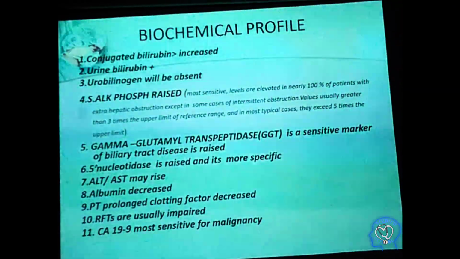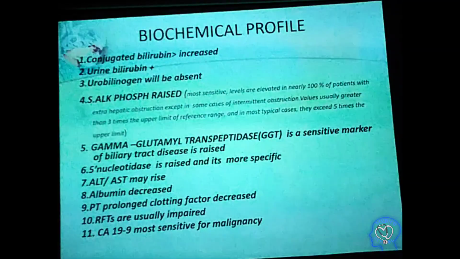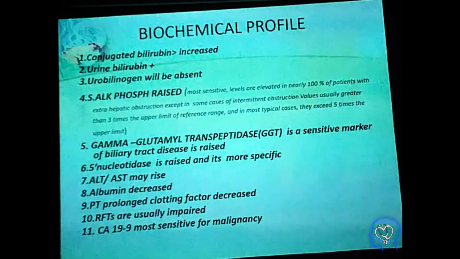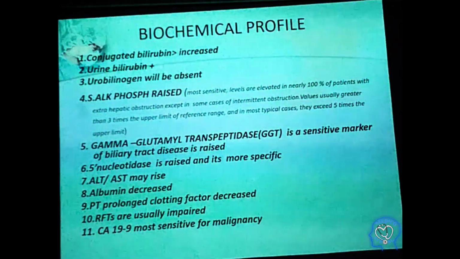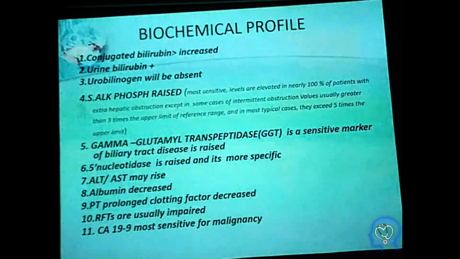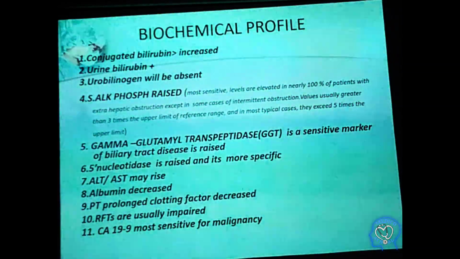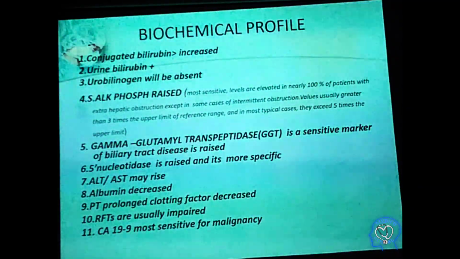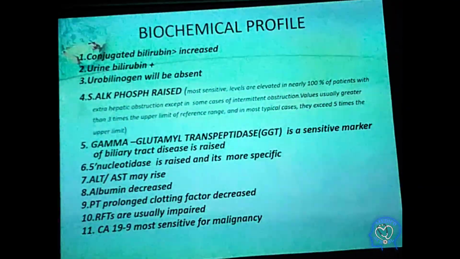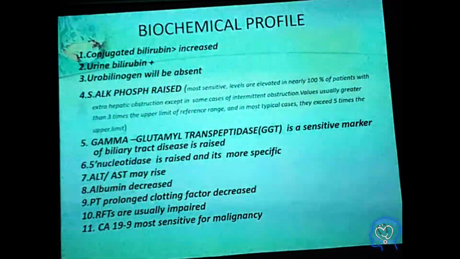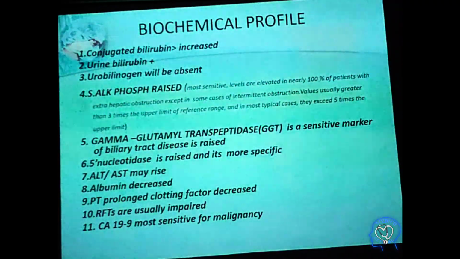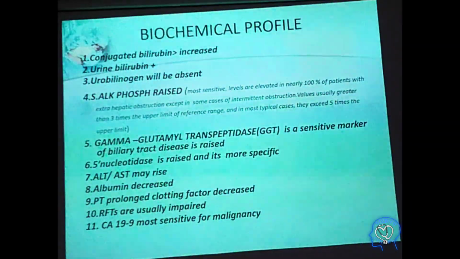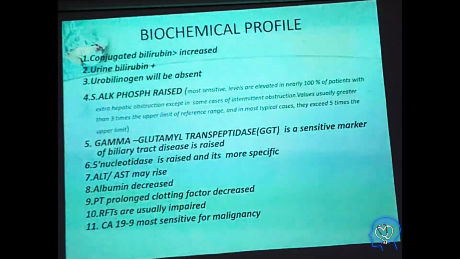Investigations which are important are, first of all, the liver function test, in which we can see that the conjugated bilirubin is increased. We can also do the urine test, in which we can detect the urine bilirubin, and urobilinogen will be absent. Alkaline phosphatase in LFT will be raised, and gamma glutamyl transpeptidase will also be increased. We can also check 5 nucleotidase, which is raised and is specific for carcinoma, and albumin might be decreased in patients who are having liver diseases, and PT might be deranged also.